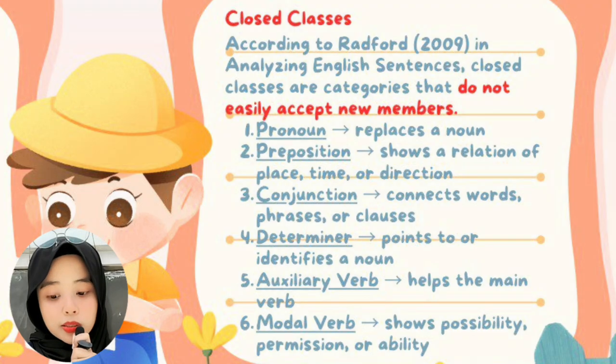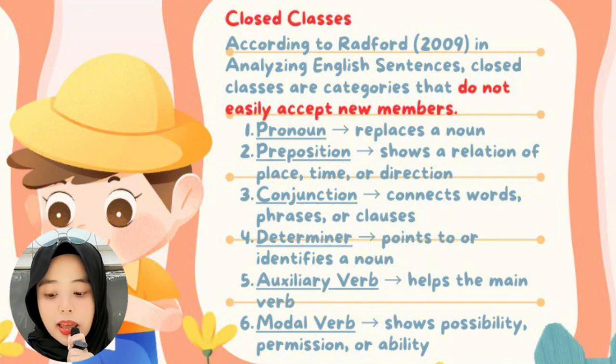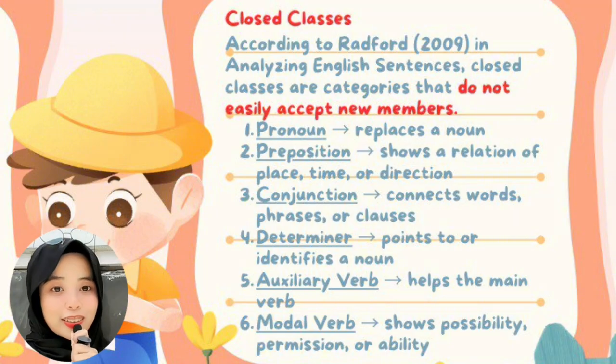The next is auxiliary verbs. They help the main verb, for example, is, have, do, and so on. And the last is modal verb. It shows possibility, permission, or ability. For example, can, will, may, and so on.